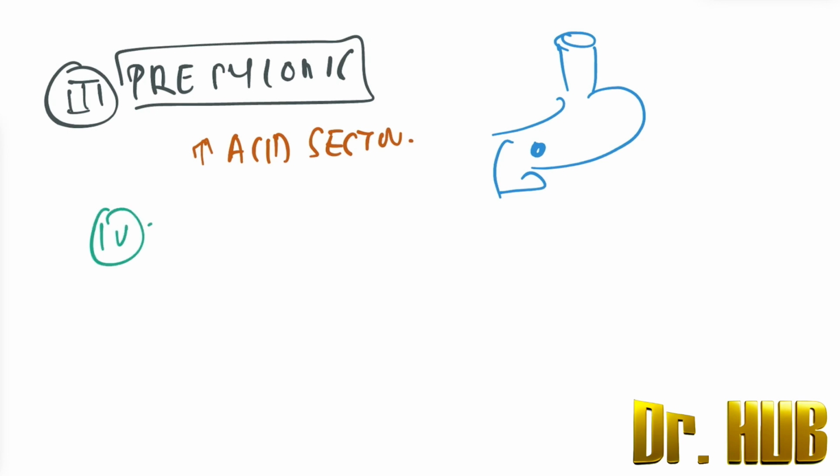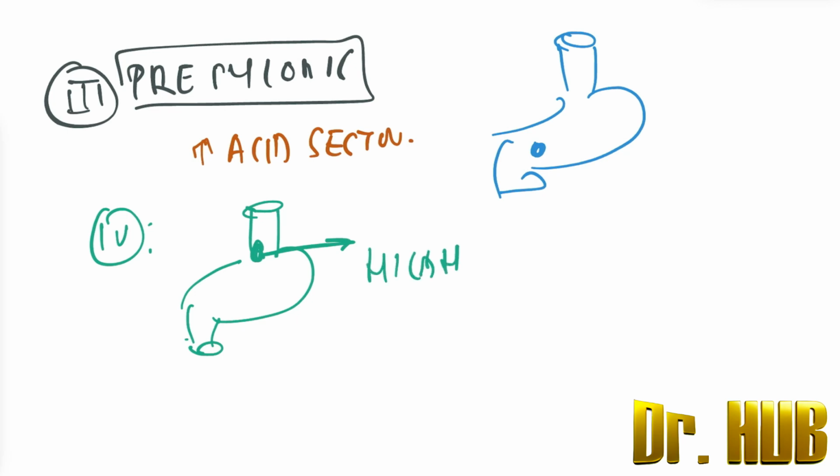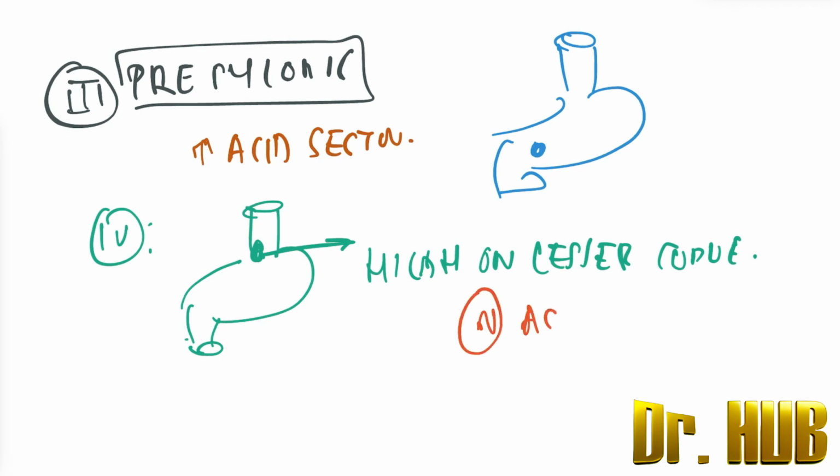Now looking at the fourth one, it is higher on the lesser curve. So higher on the lesser curve, this will be here. It is nothing but high on lesser curve. Here there is a normal acid secretion which is seen.